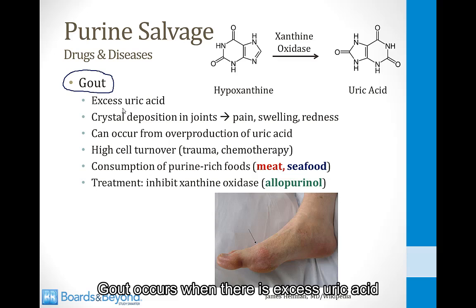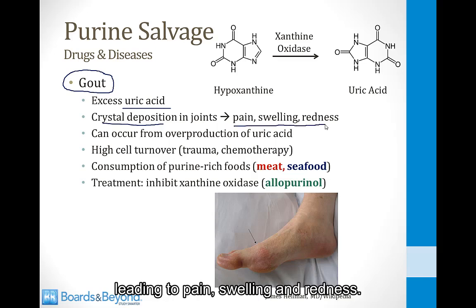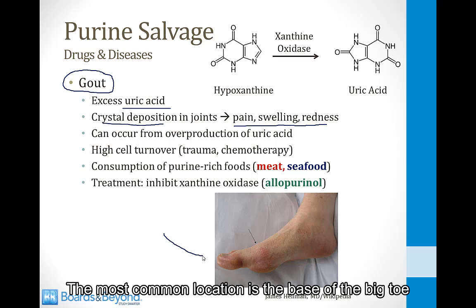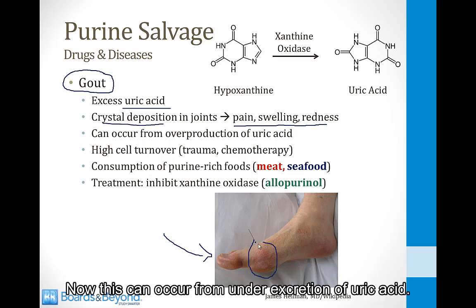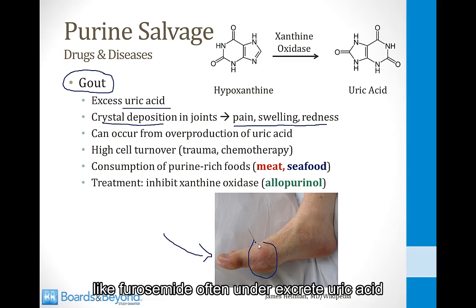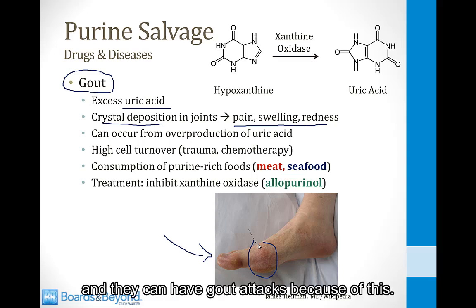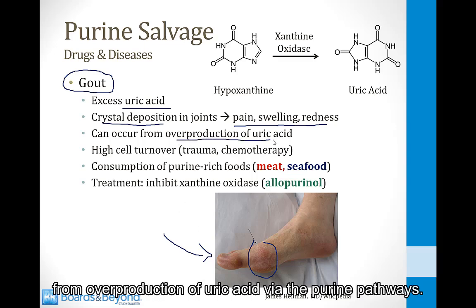Gout occurs when there is excess uric acid present in the plasma. Uric acid crystals will deposit in joints, leading to pain, swelling, and redness. The most common location is the base of the big toe, as is shown in this picture right here. Now, this can occur from under-excretion of uric acid. For example, patients who are placed on diuretics like furosemide often under-excrete uric acid, and they can have gout attacks because of this. But you can also develop a gout attack from overproduction of uric acid via the purine pathways.